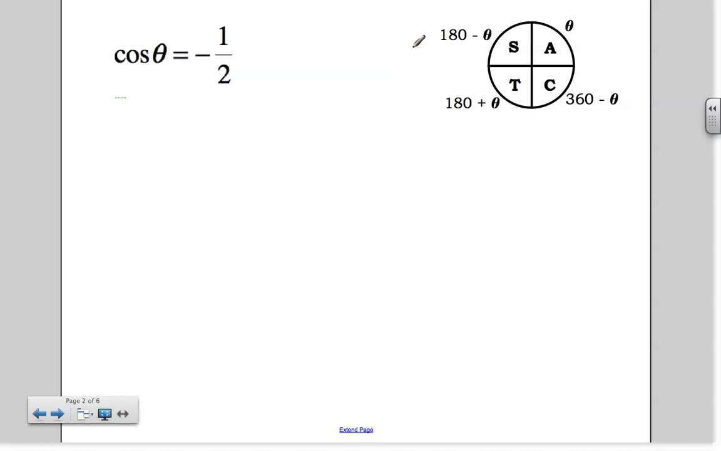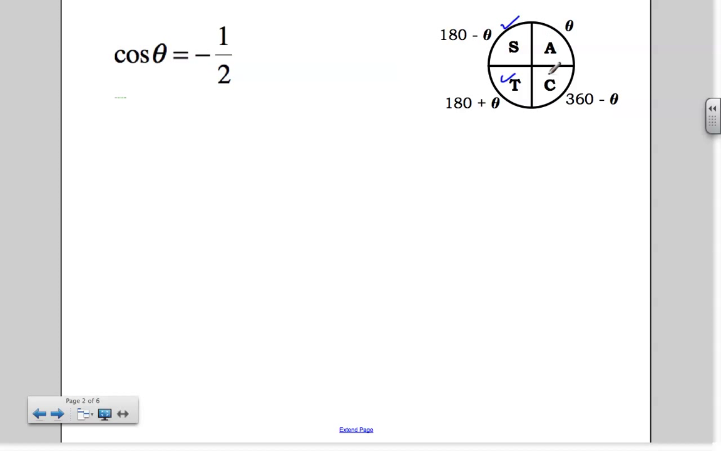All right, so we're looking for an angle, theta, that has a negative cosine. So it can't be this one, because here all the trig values are positive. Here only the sine is positive, so the cos is negative. Here only tan is positive, so cos is negative. Here cos is positive. So both of these have a negative cosine value.